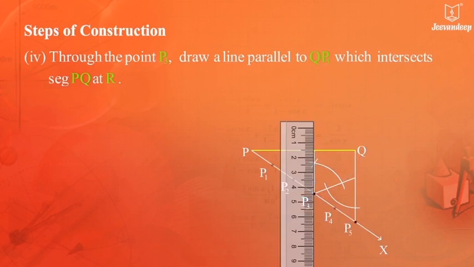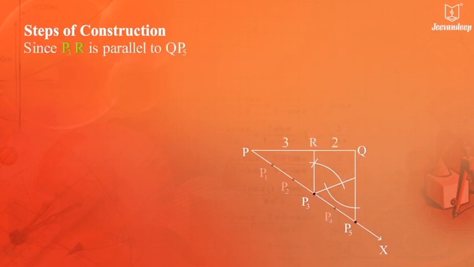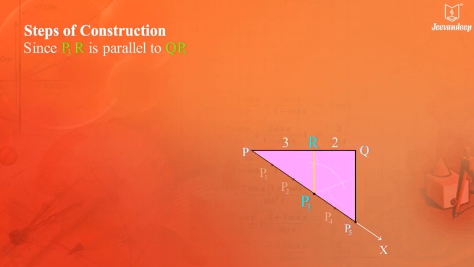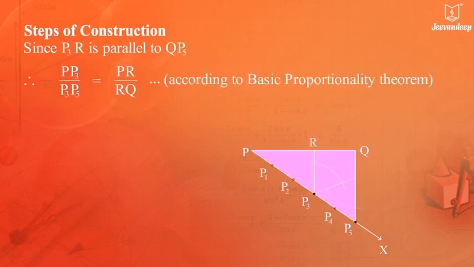Since P3R is parallel to QP5, intersecting the triangle PQP5 at P3 and R, therefore, according to the basic proportionality theorem, PP3 upon P3P5 equals PR upon RQ. Putting the values, we get PP3 upon P3P5 equals 3 upon 2.